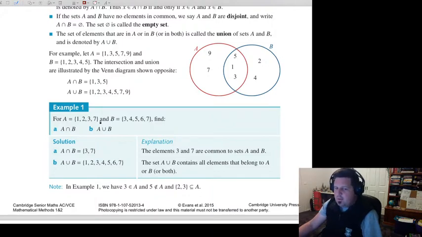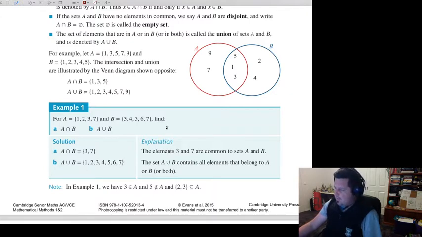You're kind of right there, but when elements are in both of them, you don't need to write them out twice. You don't need to write a 3 here and a 3 there, or a 7 and a 7. You just need to write them out once. The elements that are in A or B are listed there.